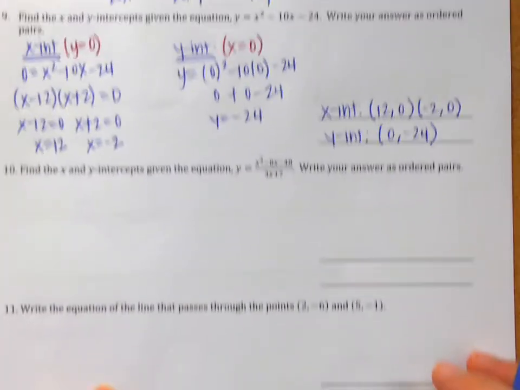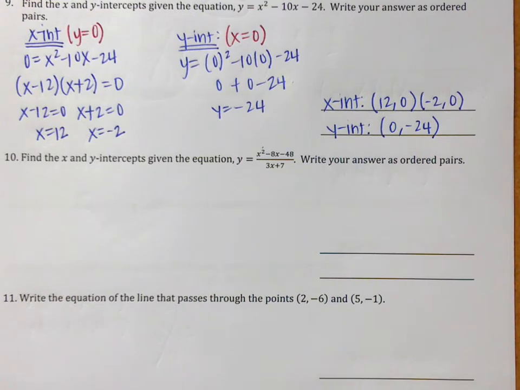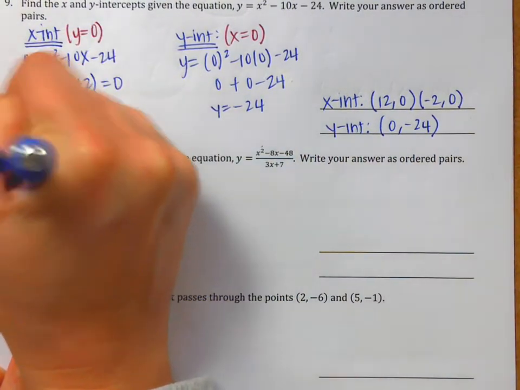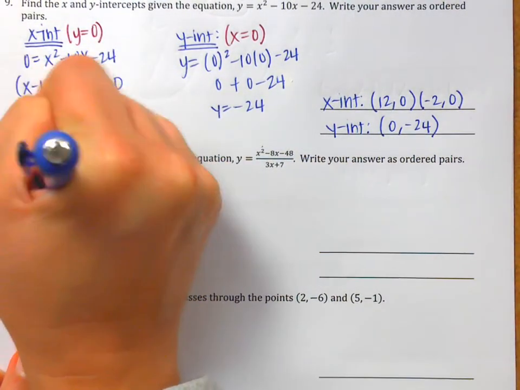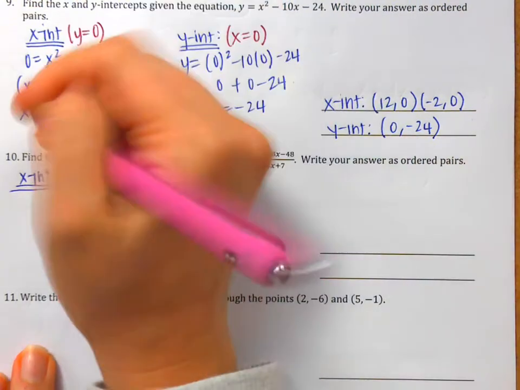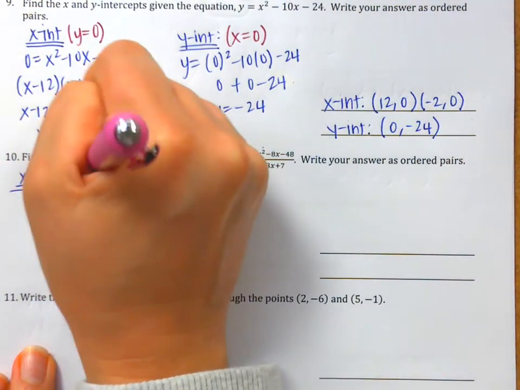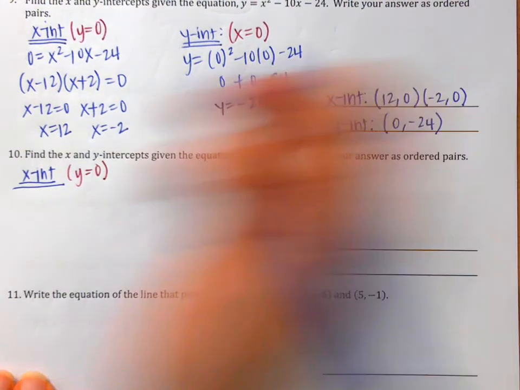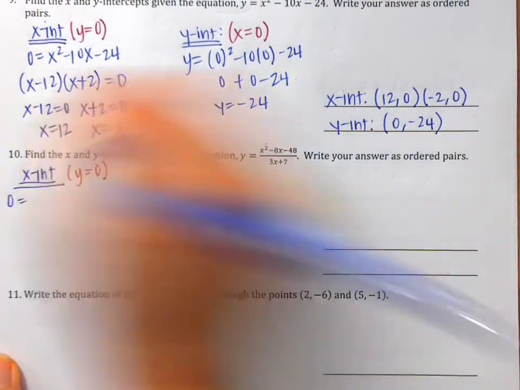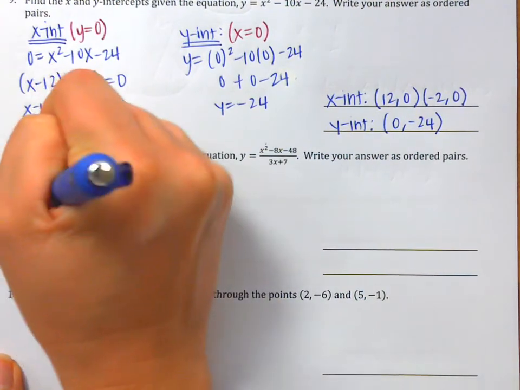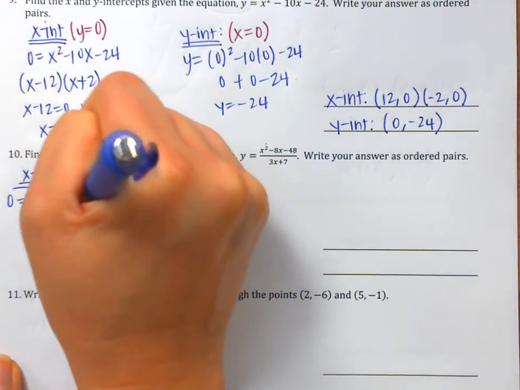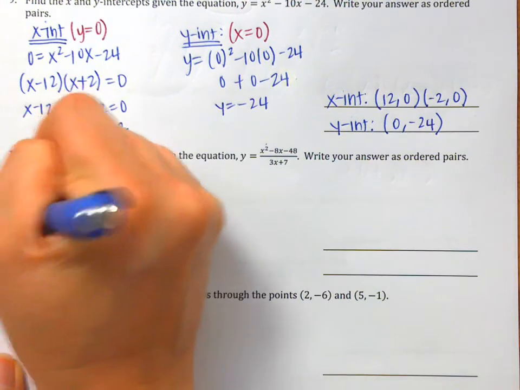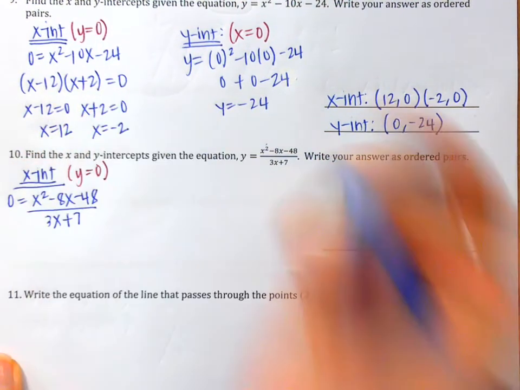Okay, let's go on to 10. So 10 says, same thing, find the x and y intercepts. So first thing we're going to do is find our x-intercepts, which again is where y is equal to 0. So that means I'm going to set my equation equal to 0. So that's going to be 0 equals x squared minus 8x minus 48 divided by 3x plus 7.